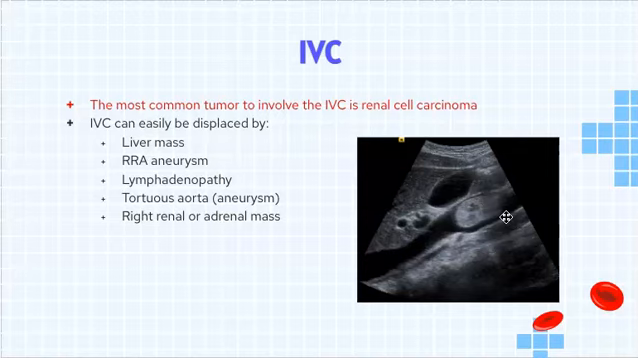The IVC can be easily displaced by a liver mass, a right renal artery aneurysm, lymphadenopathy, which is just prominent or enlarged lymph nodes, a tortuous aorta, which usually means that there's an aneurysm present, or a right renal or adrenal mass, so think renal cell carcinoma.